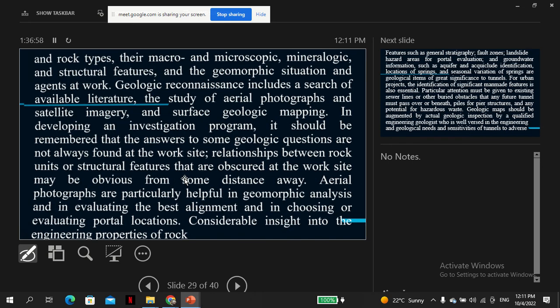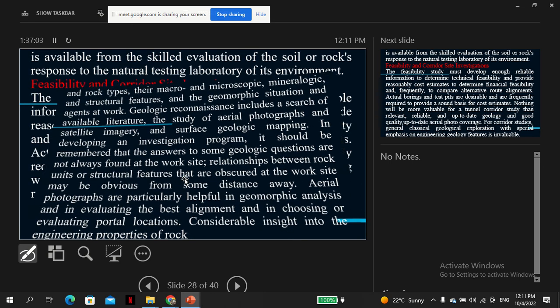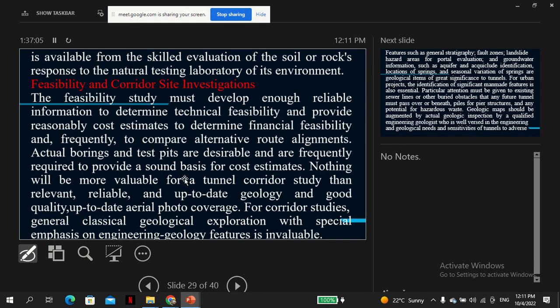Insight into the engineering properties of rock is available from the skilled evaluation of the rock's response to natural testing. So I've said this: even when you take samples to test, you can only be sure of the few places you've tested, but to know the rest of the behavior needs some skilled evaluation and interpolative skills.